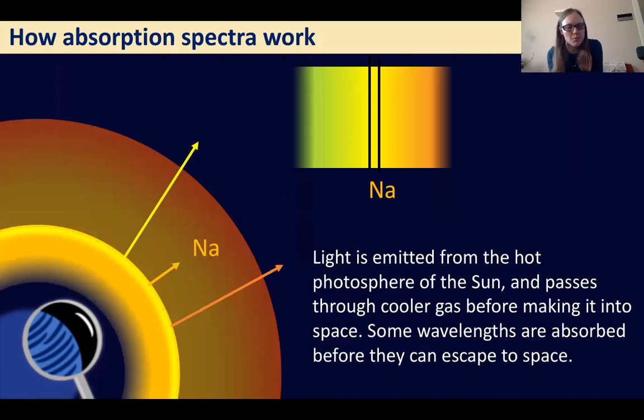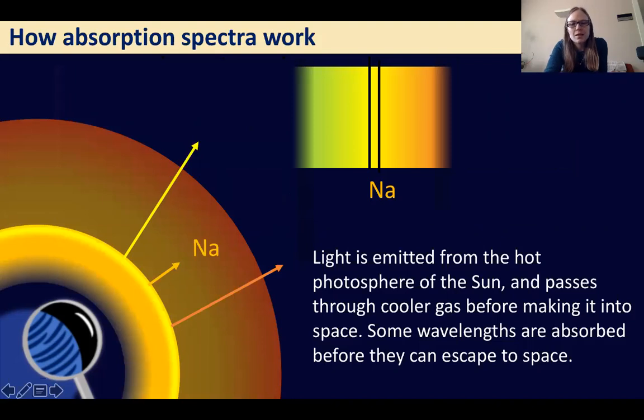So this works because light from the sun is emitted from a region that we call the photosphere, which literally means the sphere that emits photons. And the light passes through cooler gas on the outside of the sun before it makes it into space. Some of those wavelengths or colours are absorbed before they can escape to space. So in this particular case, the absorbing gas is sodium. You can see that the colours on either side of sodium make it all the way out of the sun, but the colours right in the middle don't.